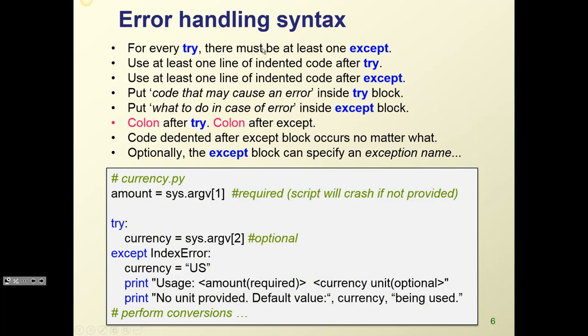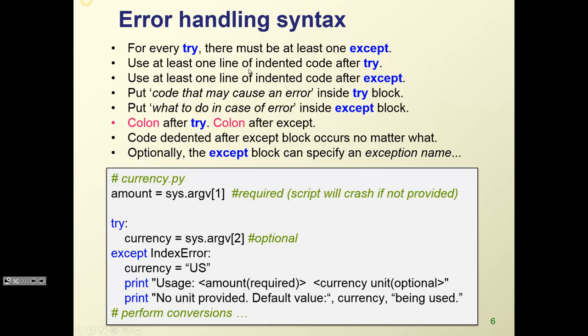For a try, there has to be at least one except. So it's not like the if statement where you can either have an else or not have an else. You don't have to have a default condition. If you have a try, you have to have an except or finally. We're not going to go over finally. We don't need to go over it.